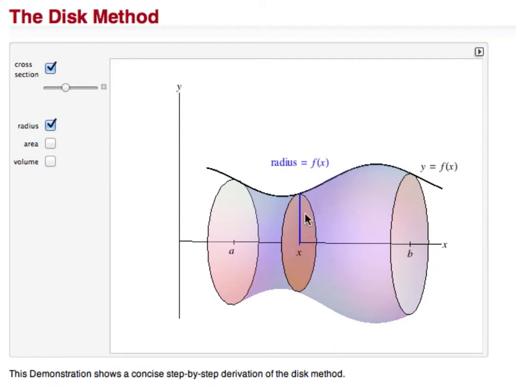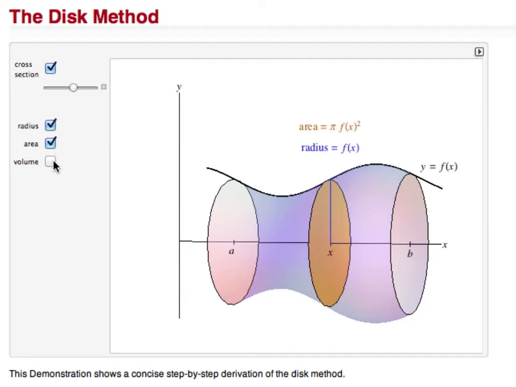Now if we wanted to find the area of this circle, remember area is pi times radius squared, and our radius is now f of x. So the area of this circle is going to be pi f of x squared. And you can see the cross sections here.